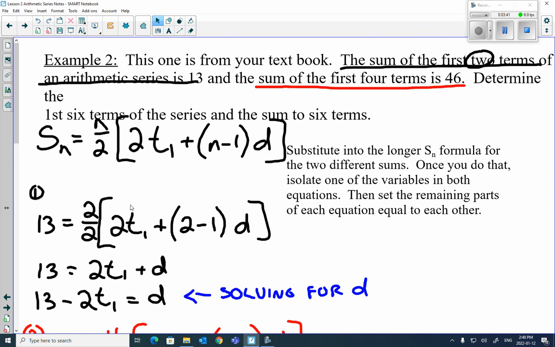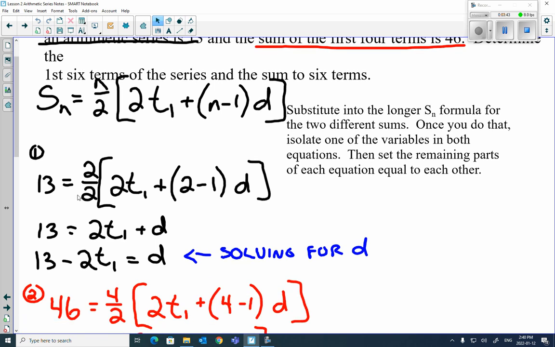So this first one, the sum of the first 2 terms is 13. N is 2 because it's telling you that, but we don't know what T1 is. We do not know what the first term is. N is 2, and we don't know what D is. So if you look, we have 2 unknowns. So now you can see why this is going to be systems of equations.